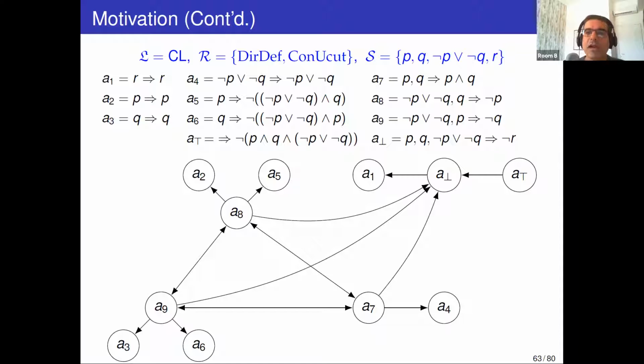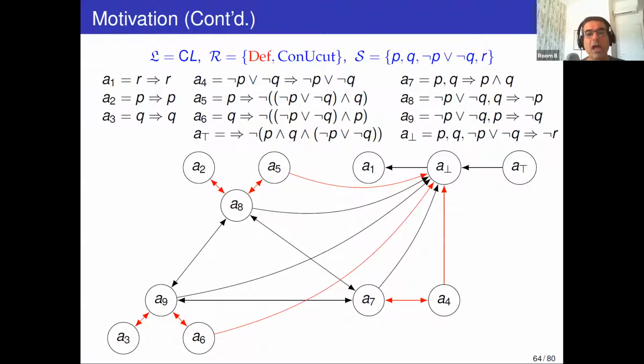examples that I've shown earlier, which are based on classical logic, direct defeat, and consistency undercut, together with this set of assumptions, the S. And this is part of the argumentation framework. And again, we have several extensions, preferred and stable extensions in this case.